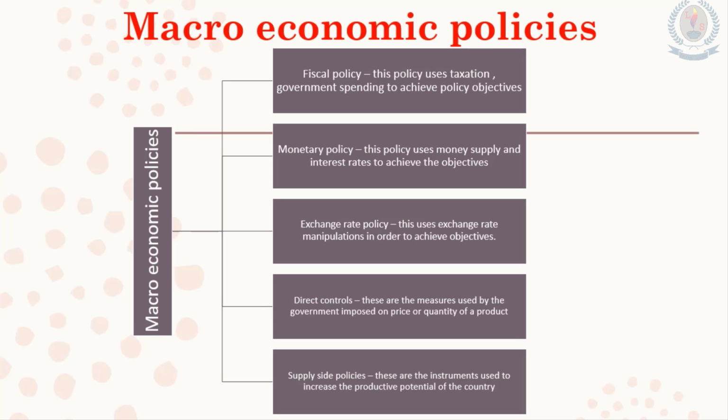Exchange rate policy. This uses exchange rate manipulations in order to achieve objectives. Direct controls. These are the measures imposed by the government on the price or quantity of a product. For example, maximum price, minimum wage rate, etc. Supply side policies. These are the instruments used to increase the productive potential of the country. For example, education and training.